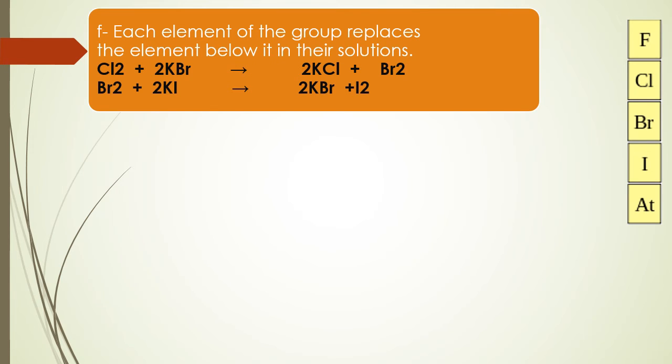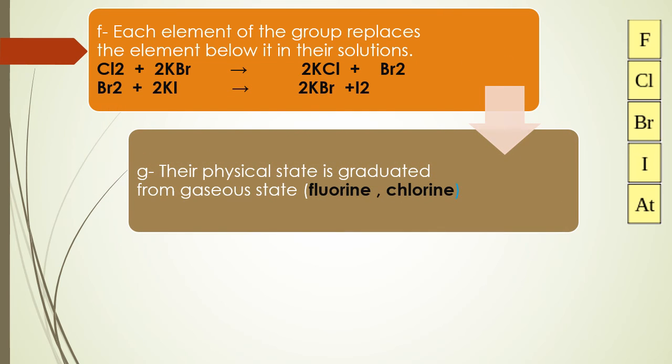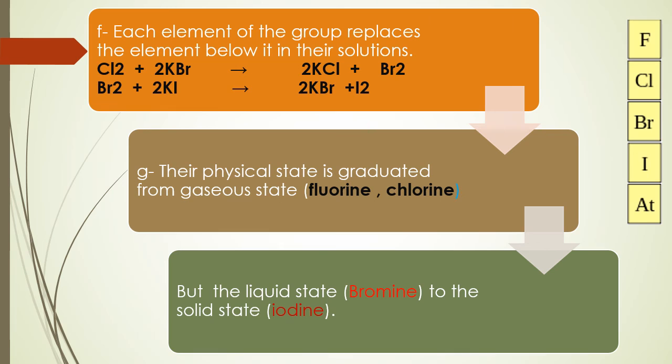Like when chlorine reacts with bromide, we note that bromine is below chlorine in 7A, so chlorine is more active than bromine, and chlorine replaces bromine in its solution to give chloride plus bromine Br2. And iodine is below bromine in group 7A, so bromine is more active than iodine. Bromine replaces the iodine in its solution to give potassium bromide KBr and iodine I2. Their physical state is graduated from gaseous state like fluorine and chlorine, to liquid state bromine, but in solid state is iodine.